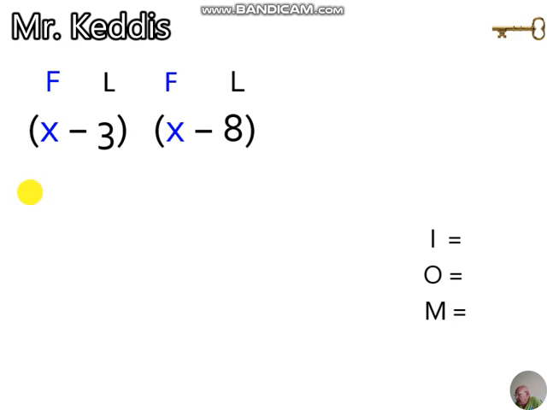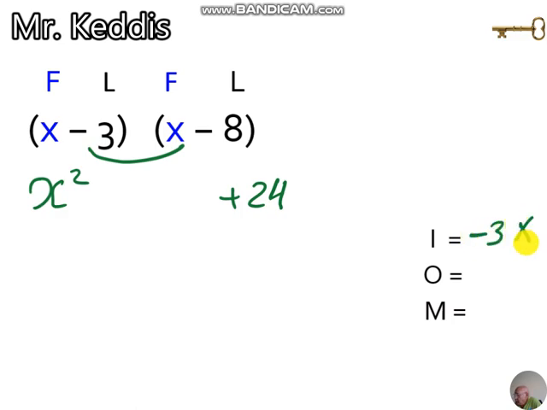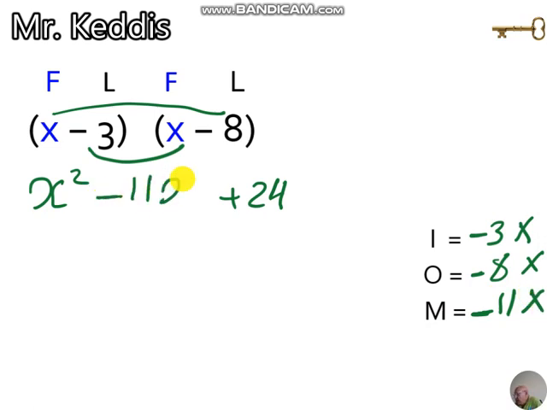X times x, I get x squared. Last times last, negative 3 times negative 8, I get positive 24. The product of the inner terms, negative 3x. The product of the outer terms, I get negative 8x. Negative 3 and negative 8 stay negative. 3 plus 8 is 11x. Means negative 11x.